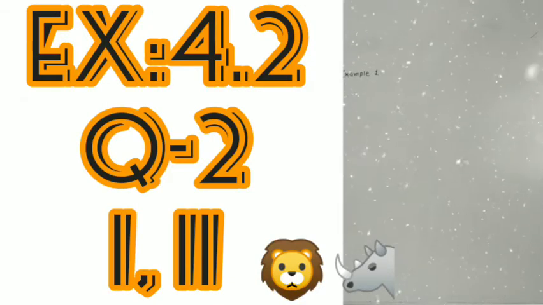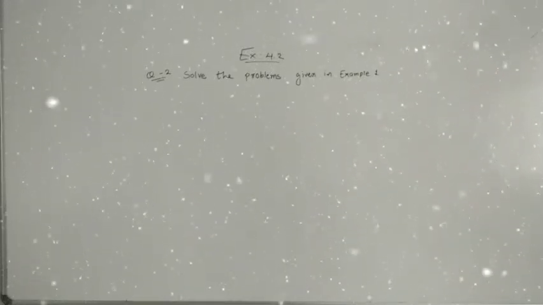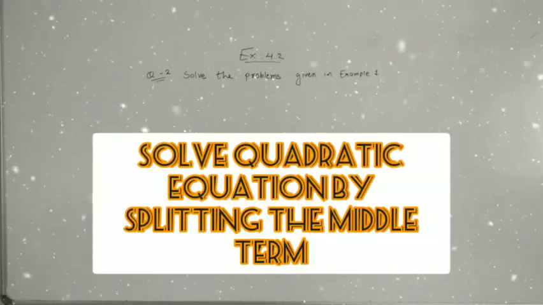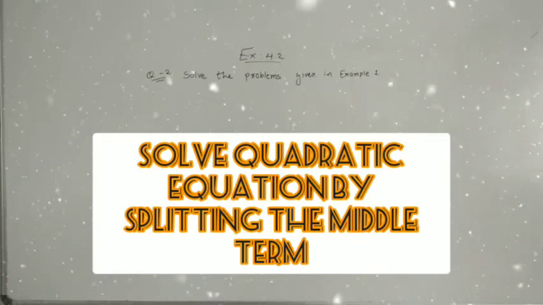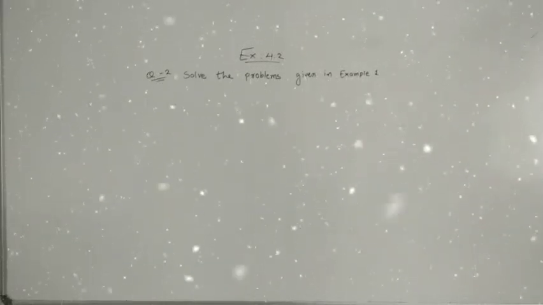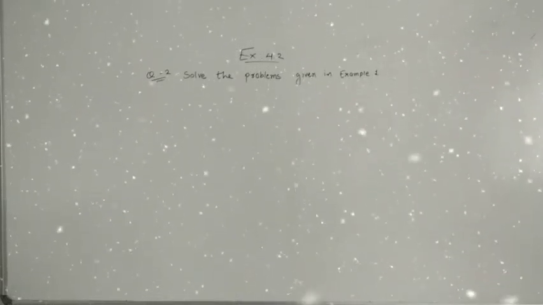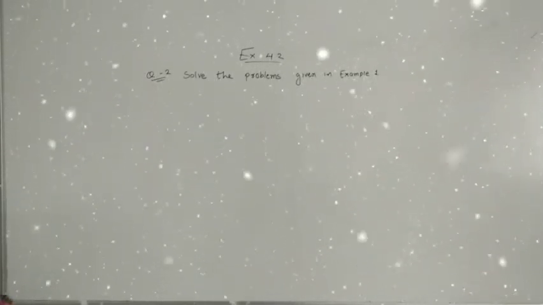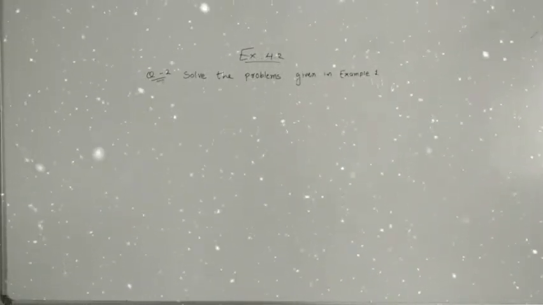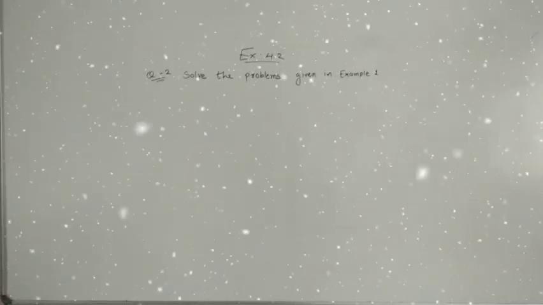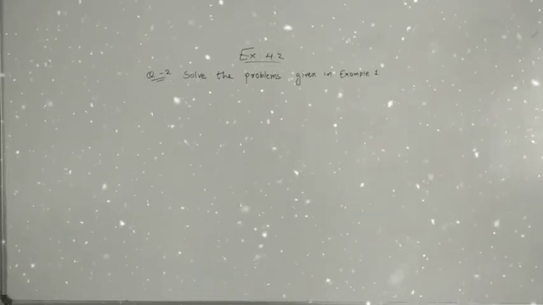Good morning everyone. This is exercise 4.2 and this is question number 2, in which they told us to solve the problem given in example 1. But here I would like to tell you that whatever we did in exercise 4.1, the problem sums of 4.1 in which they told us to only form the quadratic equation, don't solve it, now you can solve it by yourself by using splitting the middle term. So here you can solve that problem, and if you are having any query, any doubt, you can ask me.